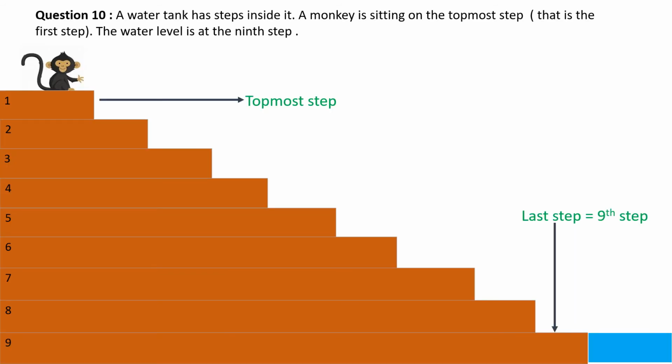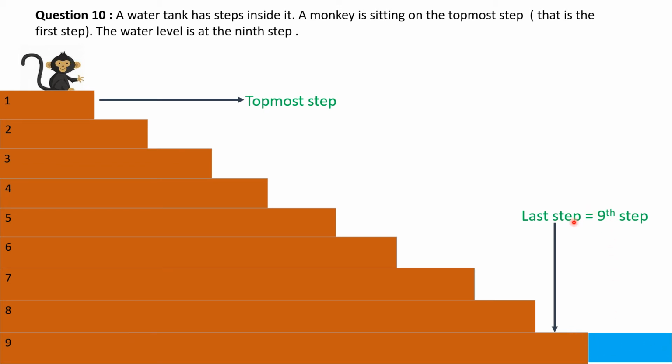So now let's do question number 10. Let's read the question. A water tank has steps inside it. A monkey is sitting on the topmost step, that is on the first step, and the water level is at the 9th step. Now let's see. This is a water tank. It has steps inside it, as you can see, and a monkey is sitting on the topmost step, on the first step, and the water level is at the 9th step.